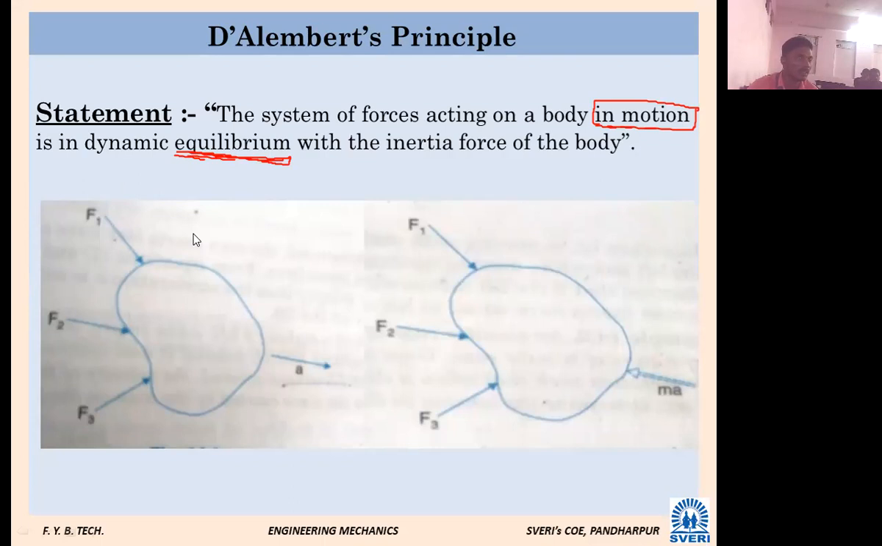And what is the resultant in case of equilibrium? Zero. What are the conditions? How many conditions are there for equilibrium? Three. Which are they? So all those conditions were for static. But here, what does D'Alembert's principle want to tell?